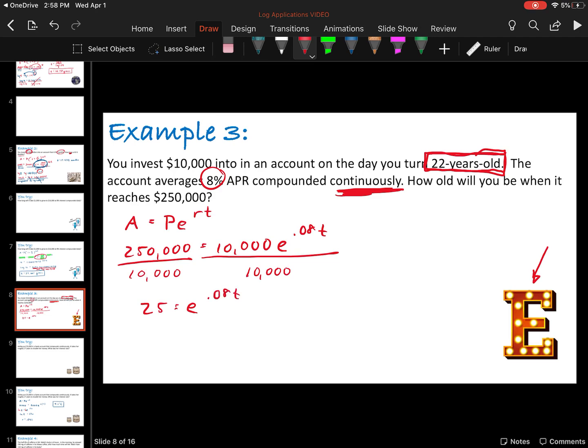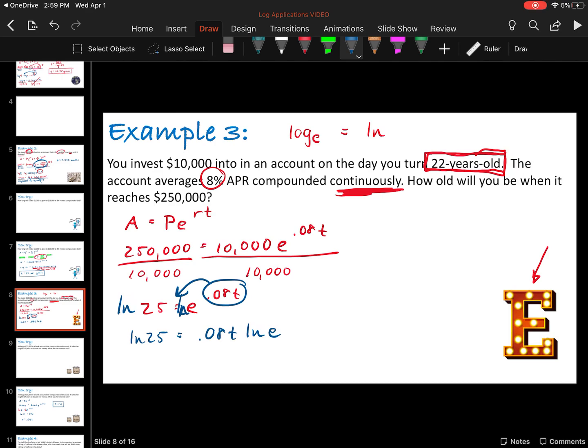Now, anytime you're working with E, we know that E works with natural log. And so natural log is the same as a log base E. These are the same thing. So rather than taking the log of both sides, we could take the log base E, but we're going to take the natural log of both sides now. So the ln of both sides. And that's going to get me ln of 25 is equal to the ln of E, and then the same thing, the exponent becomes the coefficient, so it's going to be 0.08t ln of E.